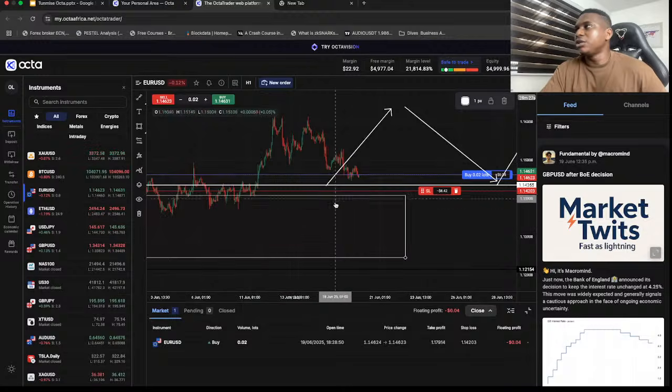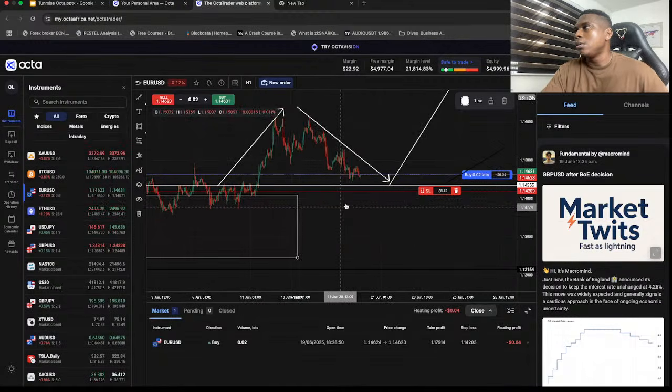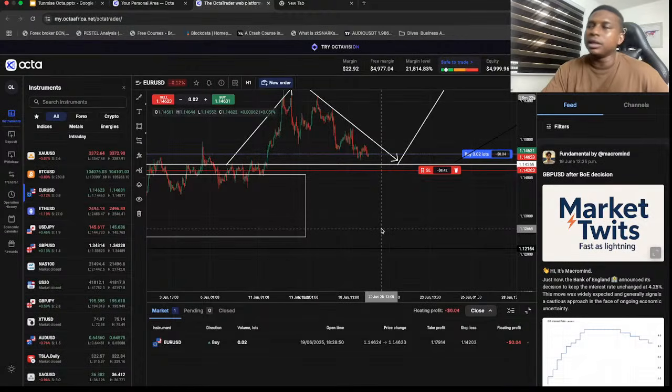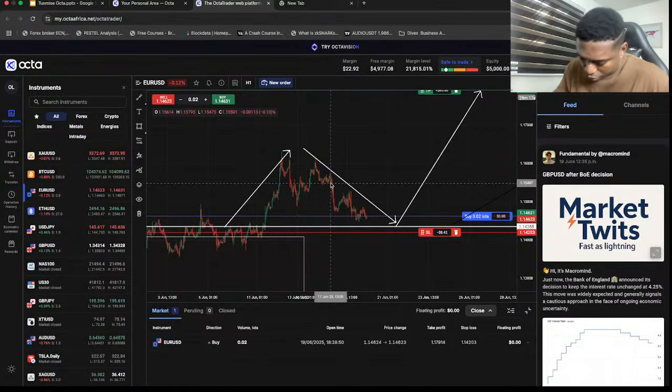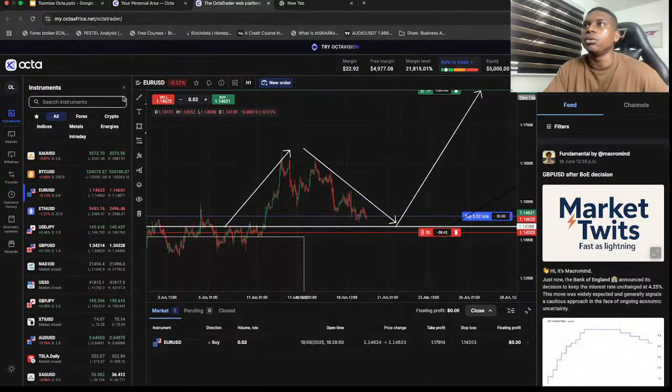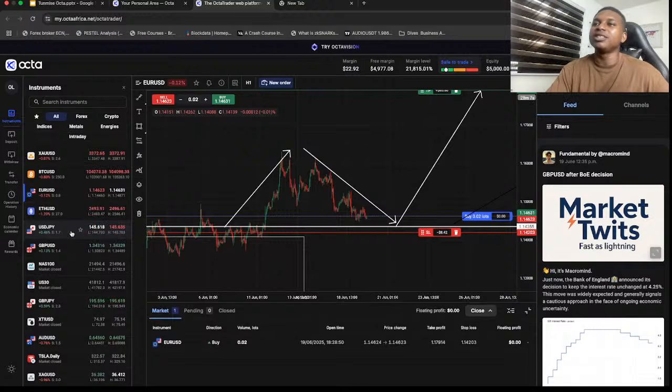So now we have our trades going. What currency pair should we analyze next before we round off? Should we do gold, Bitcoin? Should we do USDJPY, GBPUSD? I'm waiting for us to drop our recommendations or suggestions, and then we do a quick rundown on it.